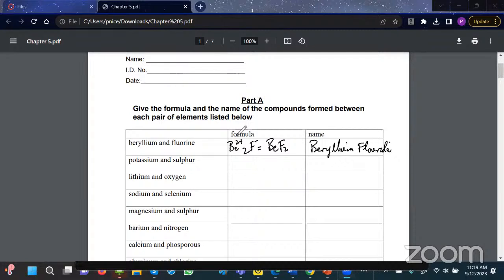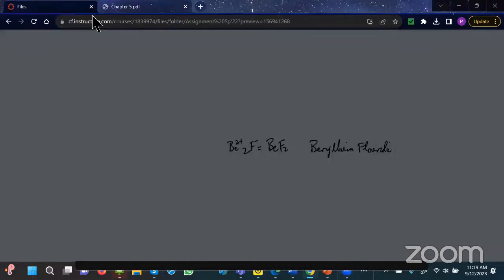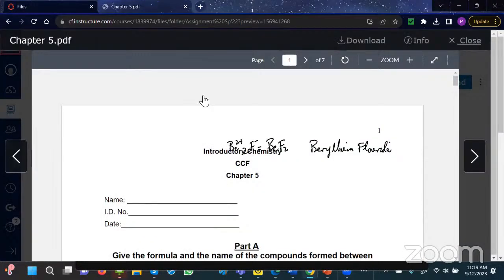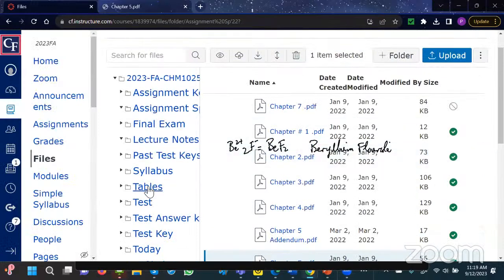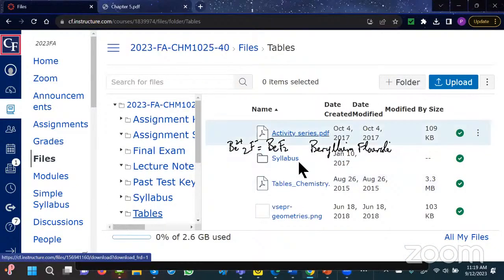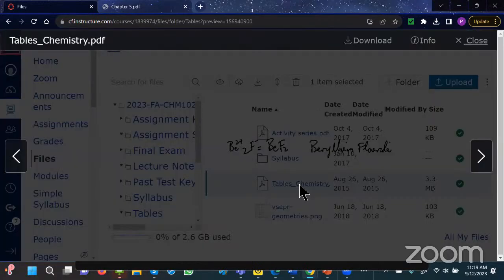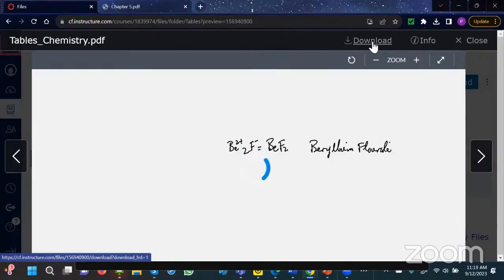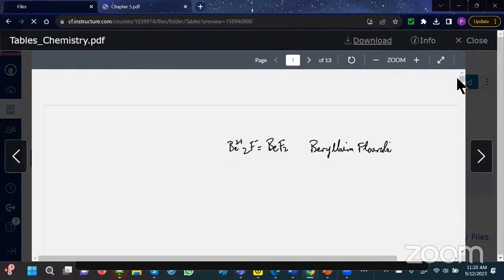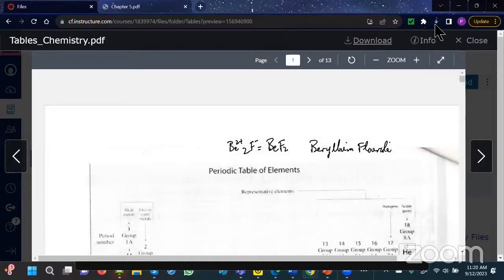Oh, okay, somebody's asking where are the tables in Canvas. Let me show you quickly. Let me get out of this here. So you go to Files, and you click on Tables, and then it says here Tables Chemistry. You click on that as well, and download. Okay, mine is taking a while to download, but that's how you do it.